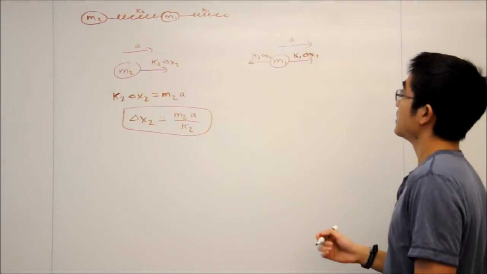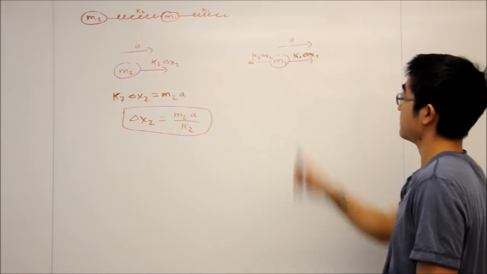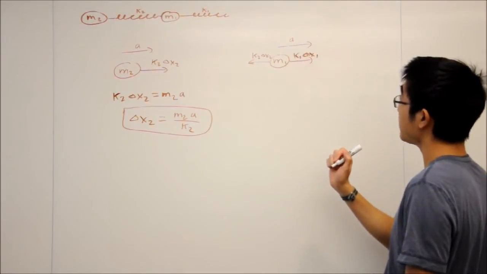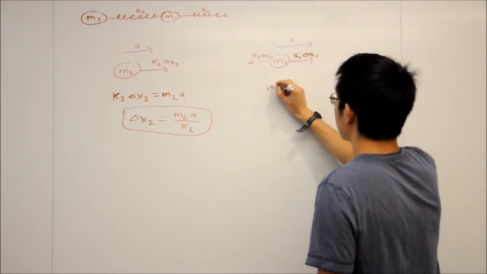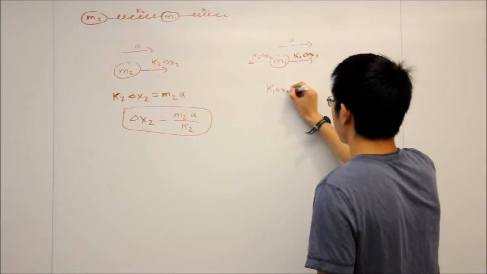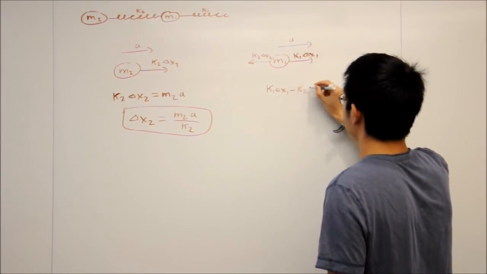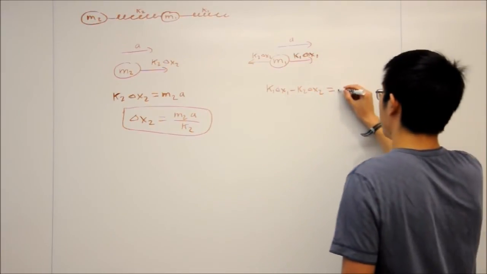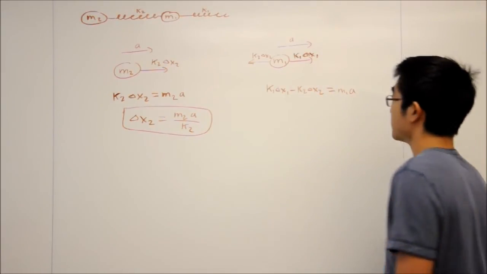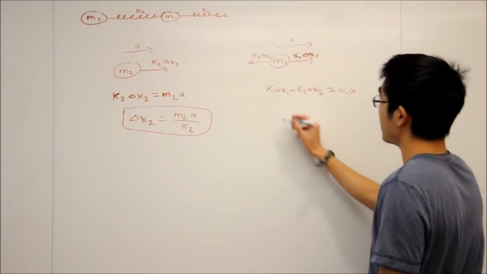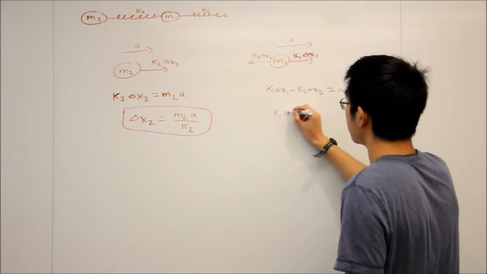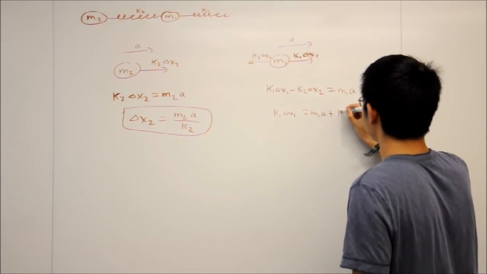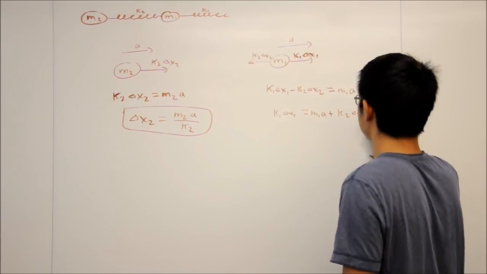coefficient K2. So now, if we take the direction of the acceleration to be positive, we have that the net force, which is given by K1 delta X1 minus K2 delta X2, is equal to the mass, which is m1, times acceleration. So this means that K1 delta X1 is equal to m1a plus K2 delta X2.